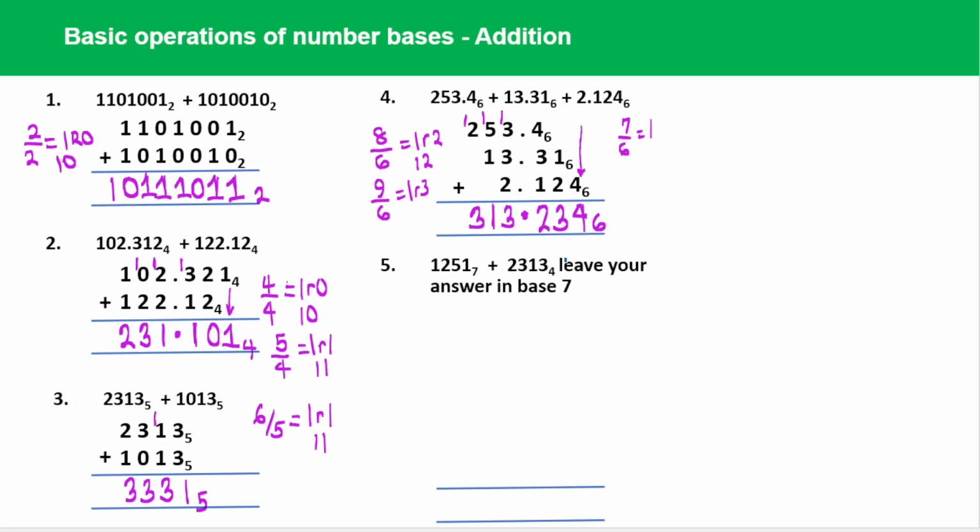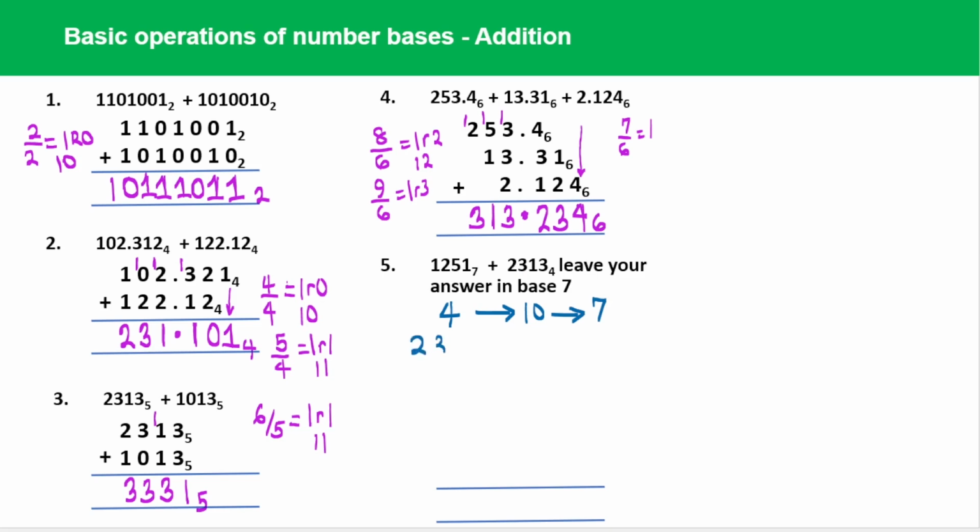And since we are told to leave our answer in base 7, that means we'll convert the one in base 4 to base 7. And remember that you cannot go from base 4 directly to base 7. You have to go first from base 4 to base 10, and from base 10 to base 7. Alright, so let's do the conversion from base 4 to base 10.